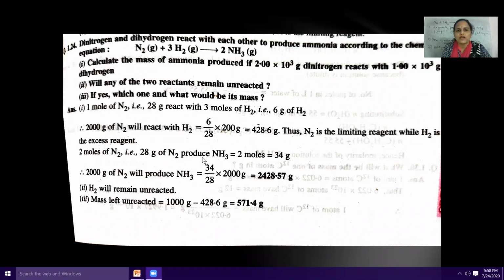So 28 grams of nitrogen produces 34 grams of ammonia. Therefore 2000 grams will produce 2428.57 grams. And will any of the two reactants remain unreacted? You'll say yes, hydrogen will remain unreacted. If yes, which one and what would be its mass? You will write mass left unreacted equals 1000 grams minus 428.6 grams, and you get the answer as 571.4 grams. So this is how you solve. Hope you have understood. I have solved on the board and shown you on my screen even.